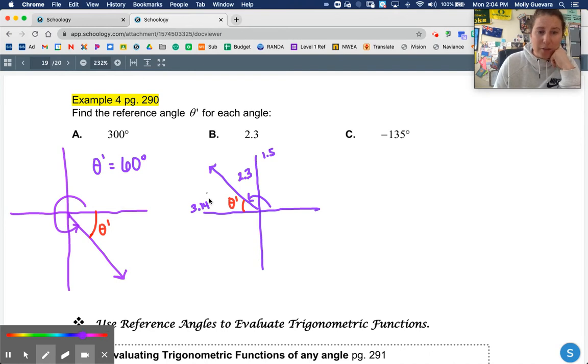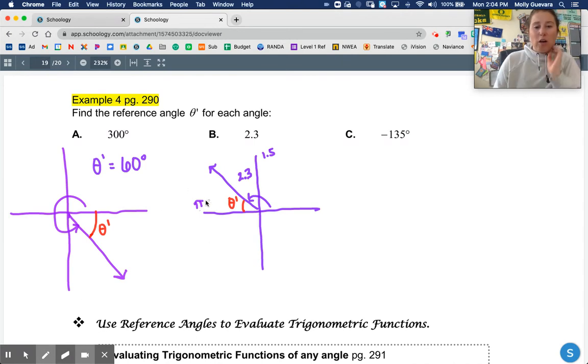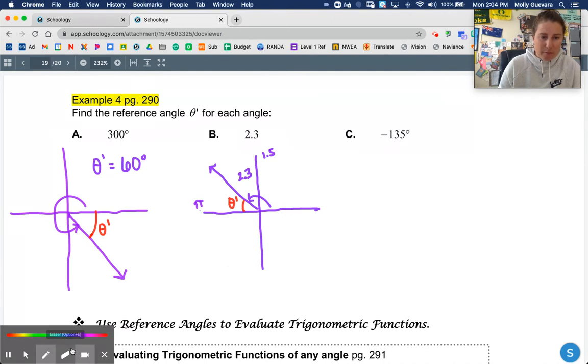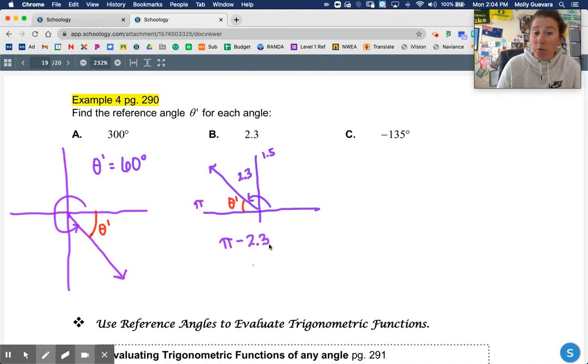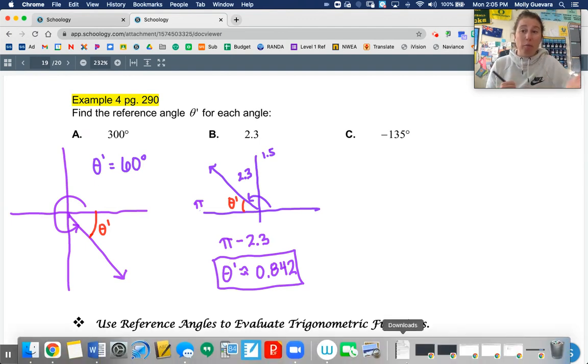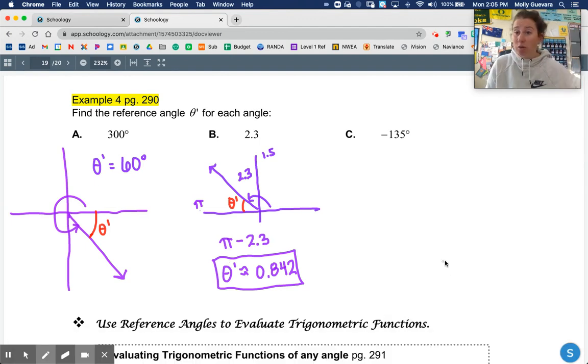Well, we should never be using 3.14. We should always use the exact value, which is pi. So if I have pi, and I subtract the angle 2.3, I should get theta prime. I'm going to do that with the actual pi button on my calculator, and I get that theta prime is about 0.842. So it's just the angle from your terminal side, wherever your angle is, to the x-axis.